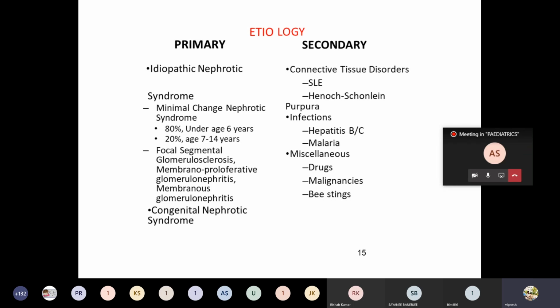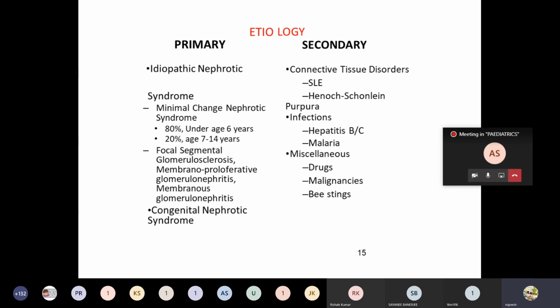So usually the minimal change nephrotic syndrome is seen in the less than 6-year-old children. So this disease of nephrotic syndrome is seen in less than 6-year-old children. Please keep in your mind. Focal segmental, this is one more type of glomerulonephritis. Glomerulosclerosis, then membranoproliferative glomerulonephritis, membranous glomerulonephritis, and finally congenital nephrotic syndrome.